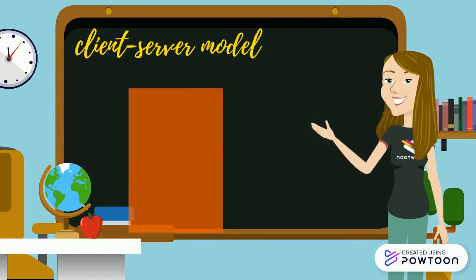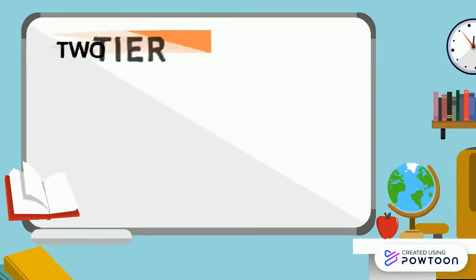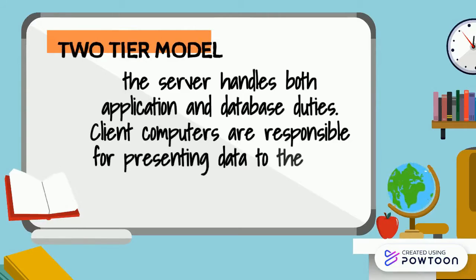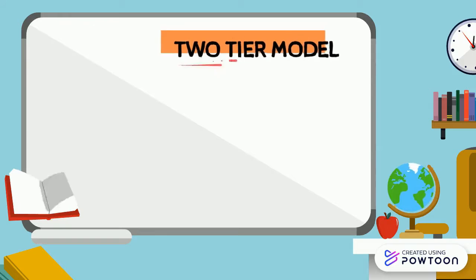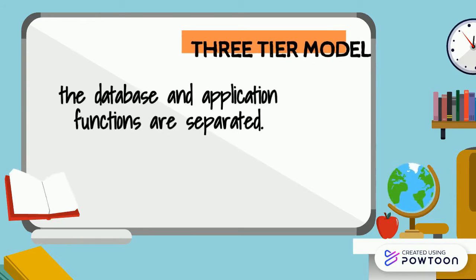Two basic architectures are the two-tier model and the three-tier model. In a two-tier model, the server handles both application and database duties. Client computers are responsible for presenting data to the user and passing user input back to the server. While in a three-tier model, the database and application functions are separated.